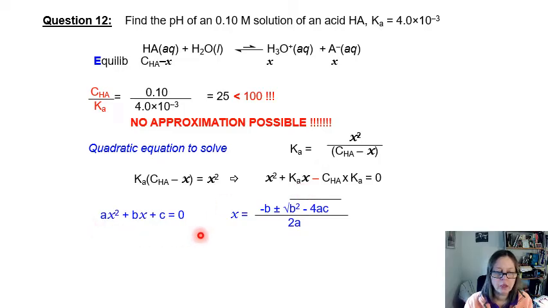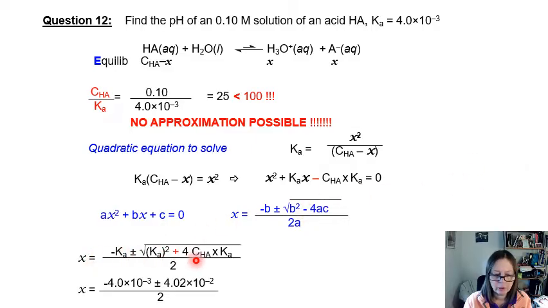Solutions for a quadratic equation of the form aX squared plus bX plus c equals 0 are X equals minus b plus or minus the square root of b squared minus 4ac, divided by 2a. So here a equals 1, b equals Ka, and c equals minus CHA times Ka. So this minus 4ac here is going to become plus. If we plug in the numbers, we're going to have X is minus Ka plus or minus the square root of Ka squared plus 4 times CHA times Ka, the whole thing divided by 2.